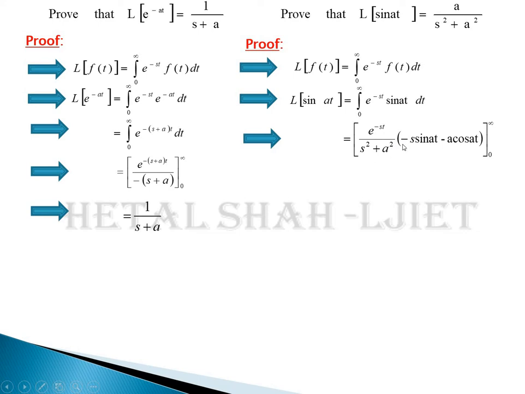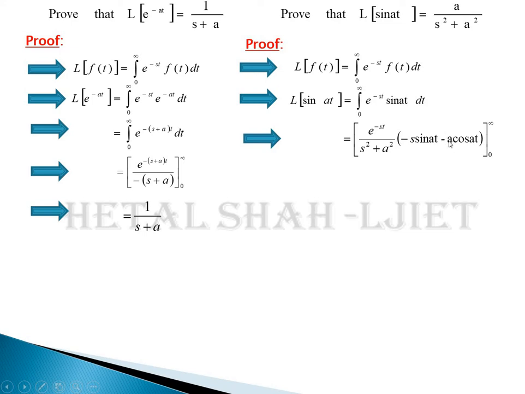So e raised to minus st into square plus a square, and here minus s, this s, multiple of t of exponential term, here sin at minus multiple of t of sine term, that is a cos at. Students, when you have sine, then in between is the minus sign. First you have to put the multiple of t from the exponential term, then the multiple of t from the sine term, so first s sin at minus a cos at. Similarly, if you have cos, then first cos, then sine, and in between a positive sign.